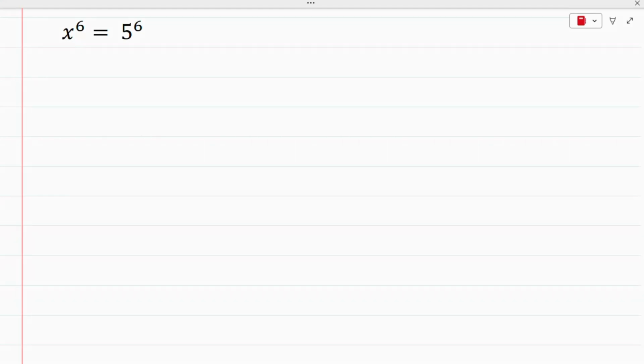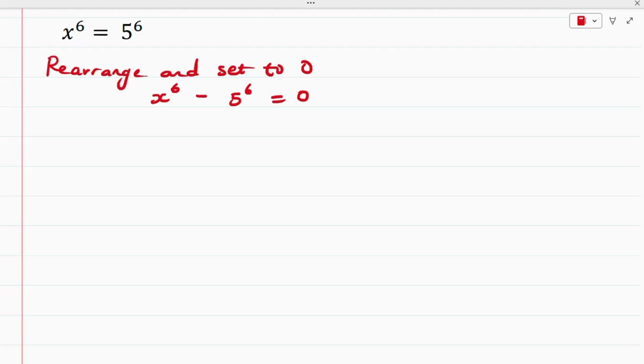So right here we have this nice Exponent Math Olympiad problem that says x raised to the power of 6 is equal to 5 raised to the power of 6. So the first thing, guys, we want to simply rearrange this equation and set it to 0. So rearranging this equation and setting it to 0, we have x raised to the power of 6 minus 5 raised to the power of 6 is equal to 0.